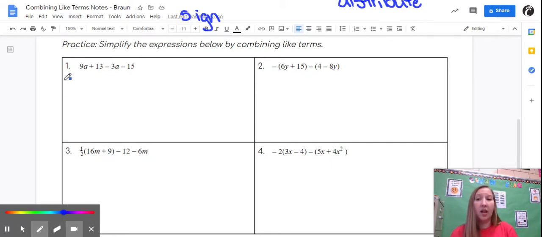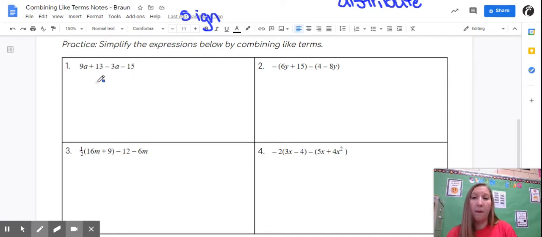We have 9a plus 13 minus 3a minus 15. So in this first example, we're going to go ahead and change our subtraction to addition. So I'm going to rewrite our problem. We have 9a plus 13, and I have minus 3a.